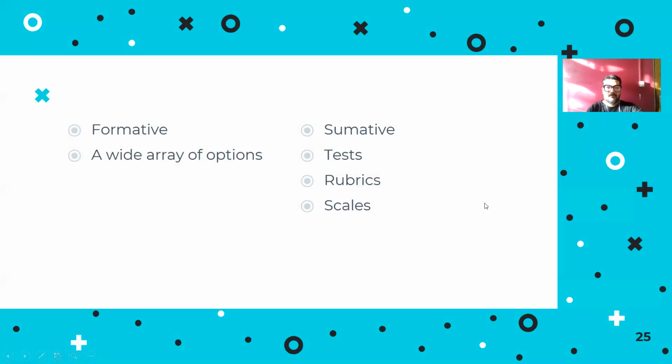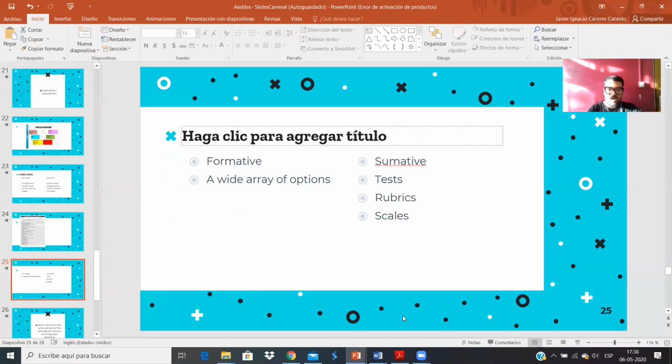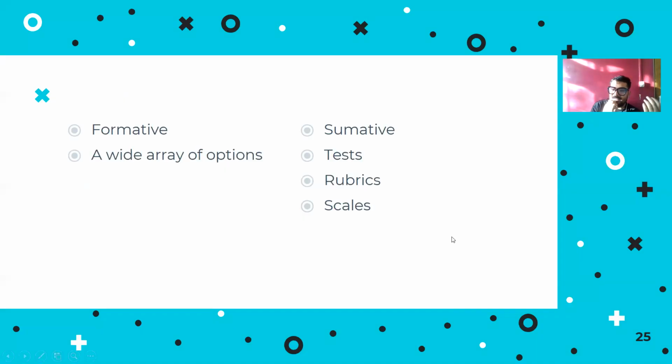So what are examples of formative and summative? Summative are tests, rubrics, and scales. Do you know the difference between a rubric and a scale? No? The rubric is what is expected to achieve in the task, and scales. Maybe you explore this in a different course, but I want you to know it right away.